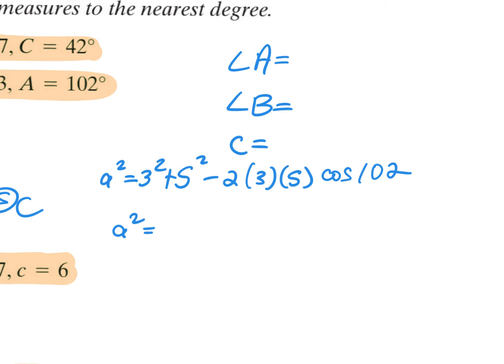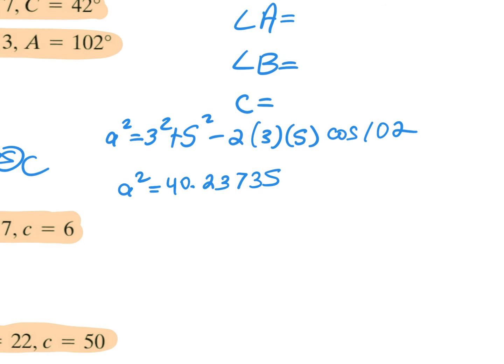40.237, something like that. So 40.23735. Now, I wrote a lot of decimal places out because if I rounded that to 40 and then took the square root, the more you round within your problem, the further away your answer gets from the most accurate answer. So I would give yourself at least 4 or 5 decimal places at this point. So now I'm going to take the square root of both sides, and I get A equals, what's the square root of that? You can hit second x squared, second answer.